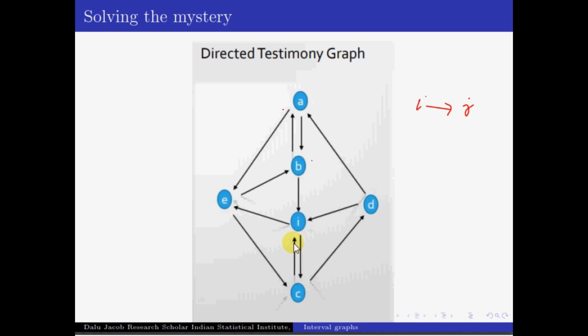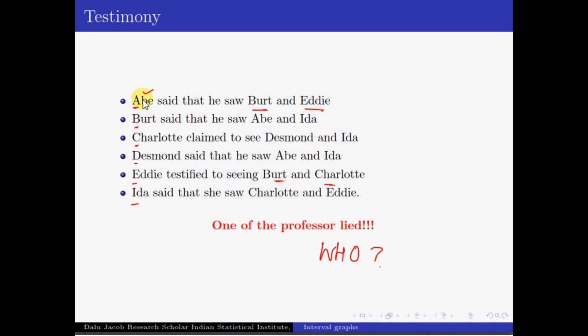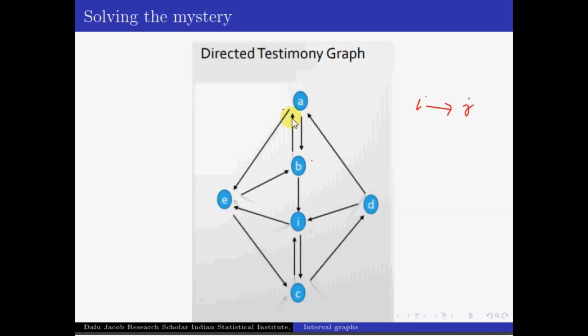As you can see, some of the edges are bidirectional. Why does that happen? If you take AB, he has seen Bert and Bert has also seen AB. If they have seen each other once they were in the library, then there will be a bidirectional edge. If only one of them has seen the other, then the edge will be one directional. In this way, we can create the directed testimony graph.